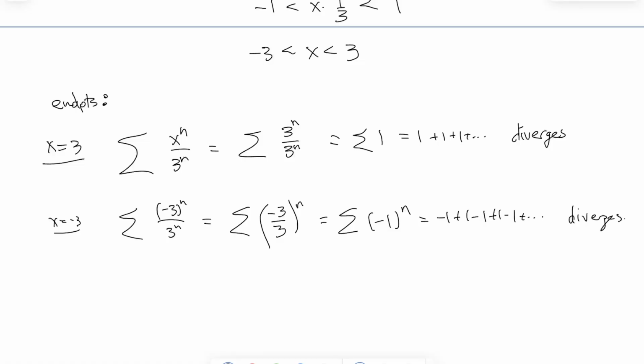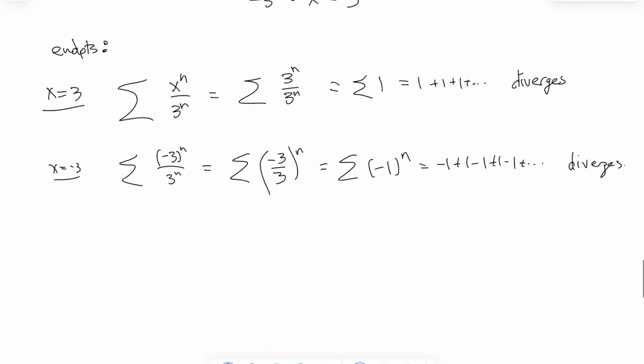All right. So what's my final answer? My final answer is basically just this, and then we also have to check the two endpoints, but we discovered it diverges at both endpoints, so they are not included in the interval of convergence. So my final answer: I can just say the interval of convergence is the open interval from minus 3 to 3, not including either endpoint, because both endpoints we found diverge.